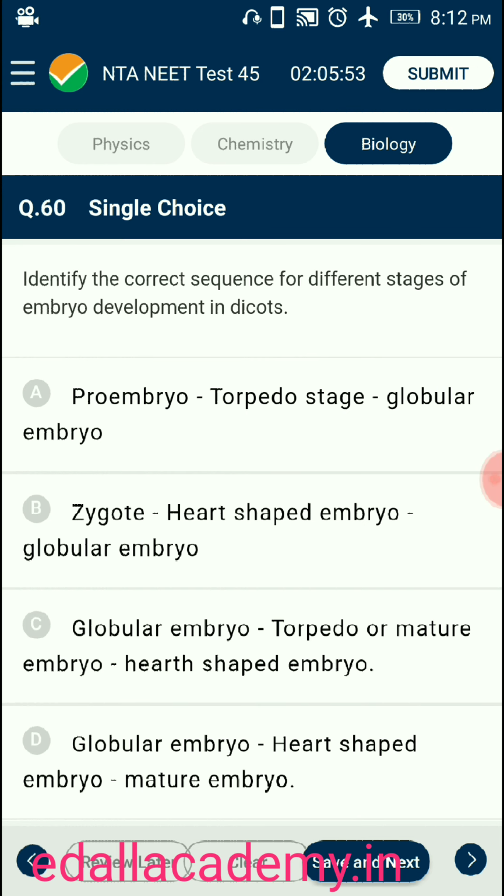Question number 60. Identify the correct sequence for different stages of embryo development in dicots. Most zygotes divide only after a certain amount of endosperm is formed. During the development of embryo, the zygote divides to form two unequal cells which further divide to form proembryo, and subsequently globular, heart-shaped and mature embryo formation takes place. So the answer for this question is option D. Globular embryo, heart-shaped embryo, mature embryo.